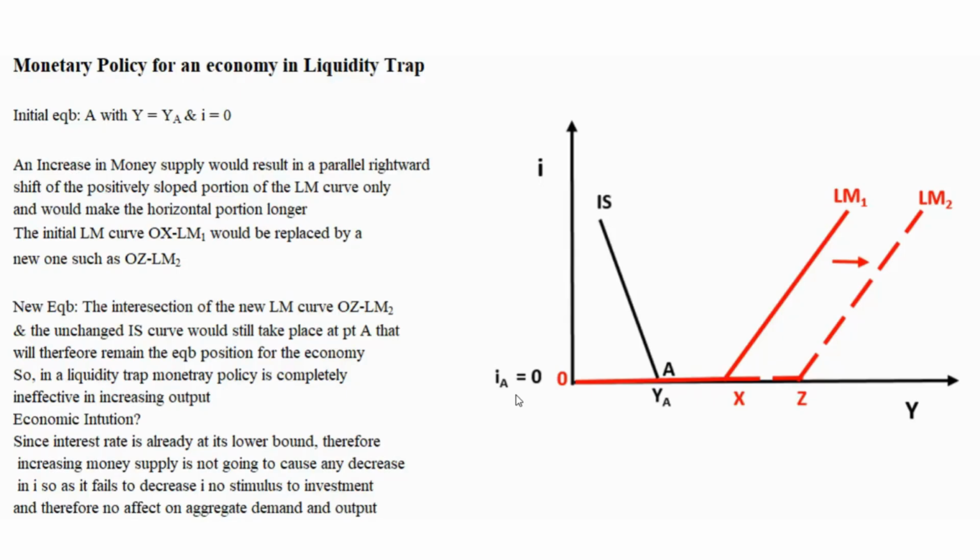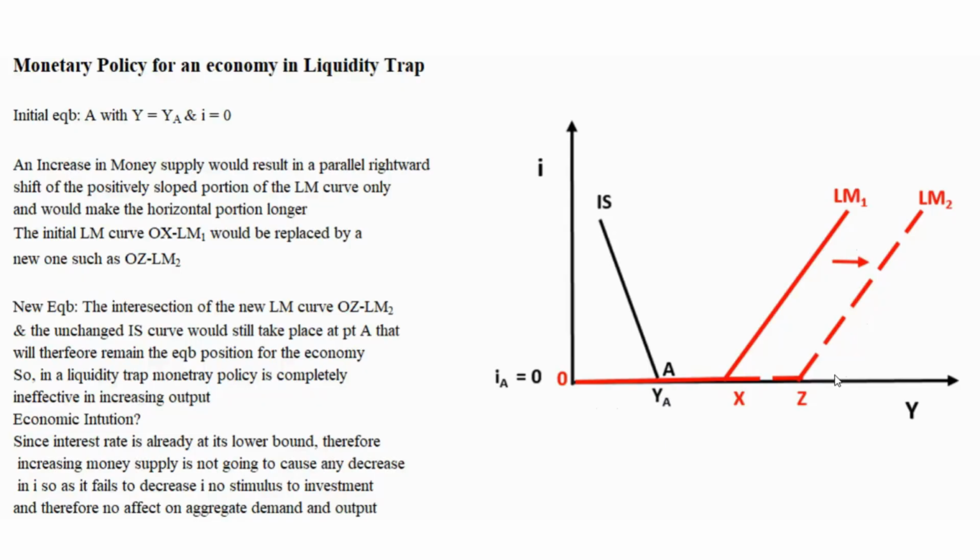Now, what if the central bank decides to increase the money supply? As a result of this, there will be a parallel rightward shift of the positively sloped portion of the LM curve, and the horizontal one would become longer. So initially, our LM curve was given to us as OX LM1. Now it's given to us as OZ LM2, where we can see there's been a parallel rightward shift of the upward sloping portion of the LM curve, and the horizontal portion will become longer. Initially, the horizontal portion was OX, now it's OZ. So our new LM curve is OZ LM2, and we still have our unchanged IS curve.